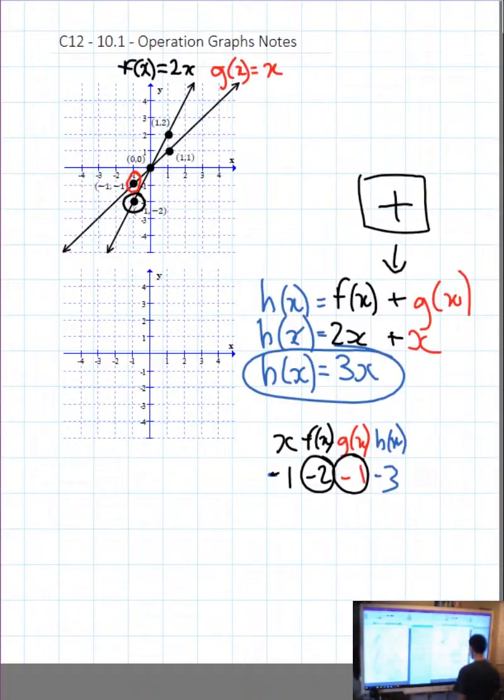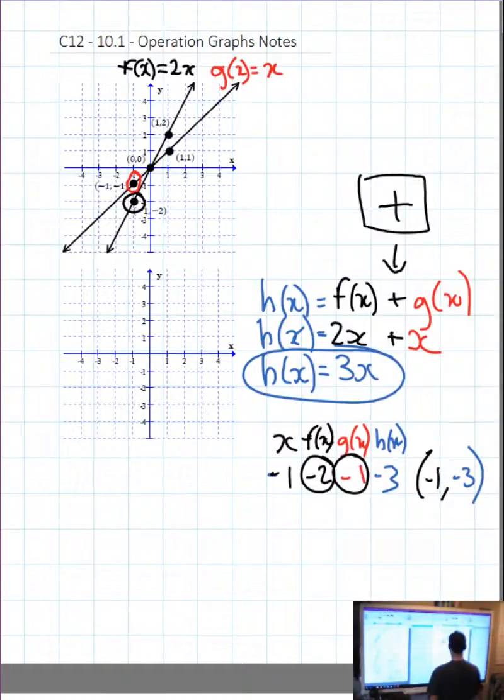Now, most people at this point have forgotten about the x value that we originally chose. So we chose -1, we got -3, so we can put that point on the graph. -1, -3.